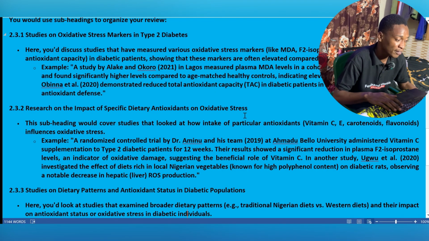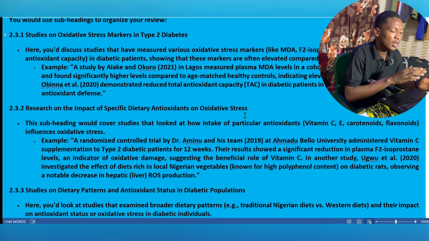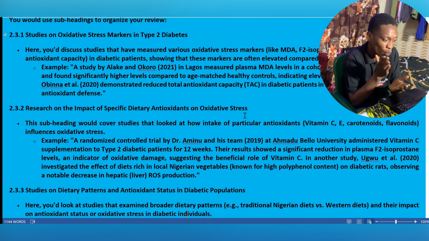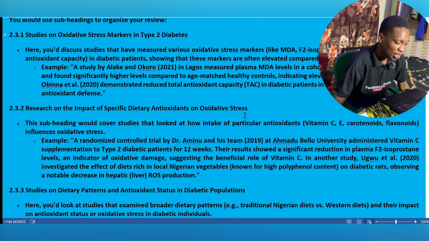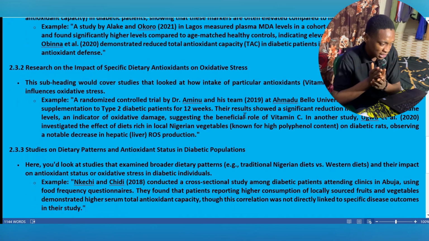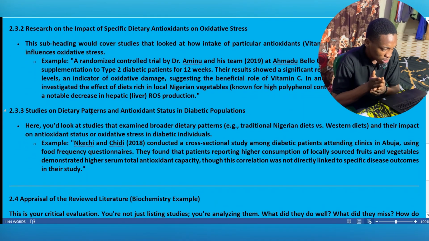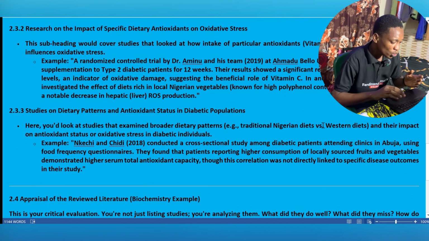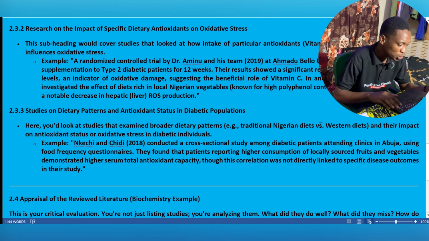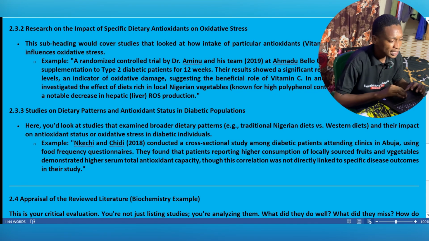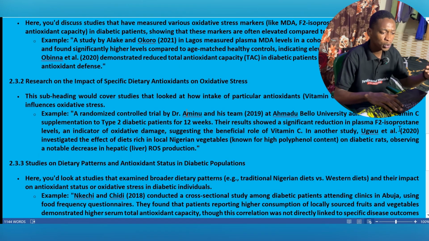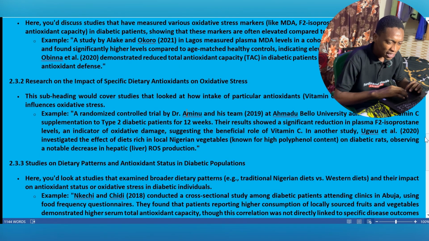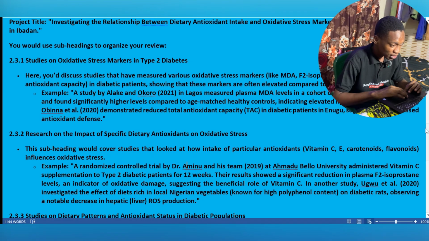We have vitamins, we have enzymes. So I can choose a particular vitamin or a particular enzyme that I want to work on. Let me not go and say I want to use all the antioxidants. There are different antioxidants, so I'll choose a specific antioxidant that I want to work on. I can also further break down this topic into studies on dietary patterns. Your topic will determine how many subtopics you are going to have. That is why you need to be very careful.